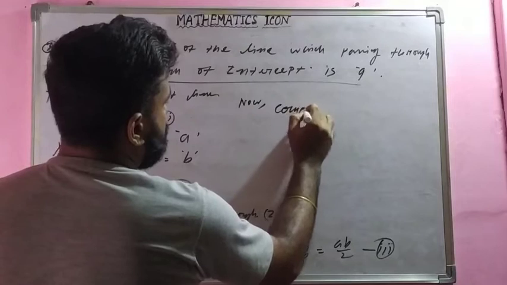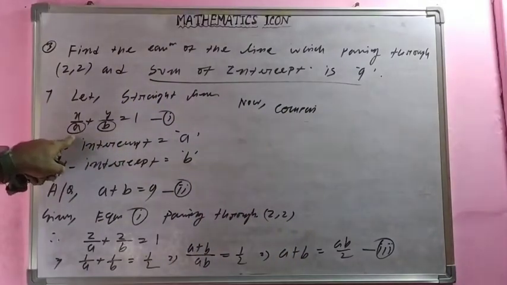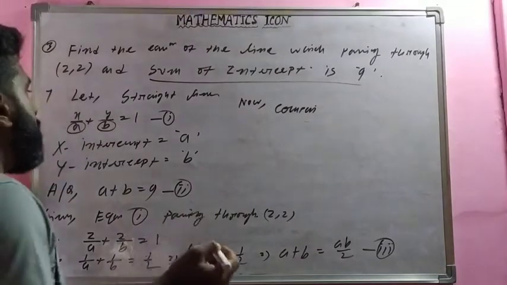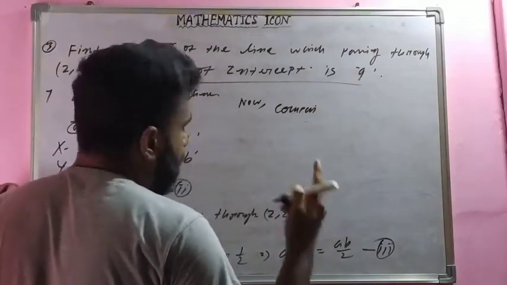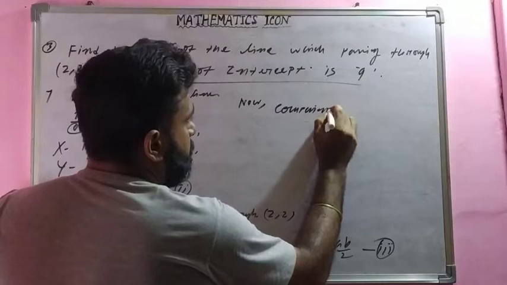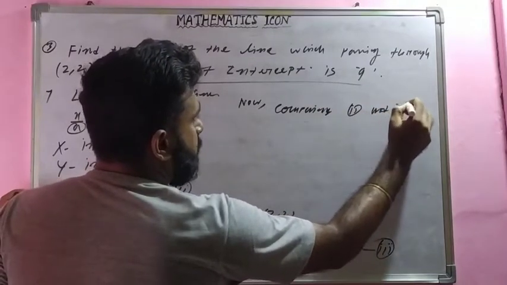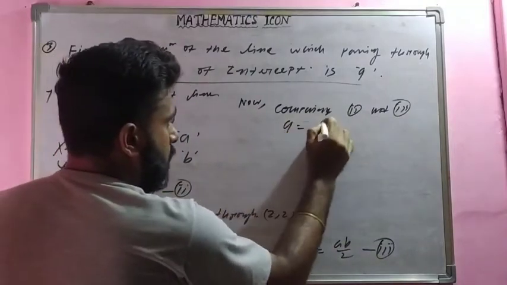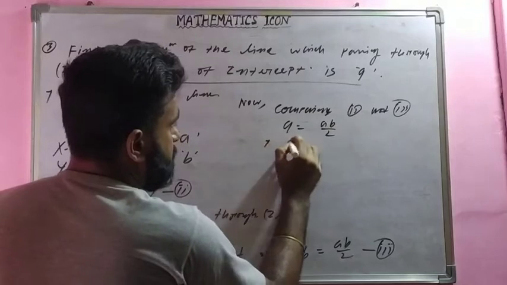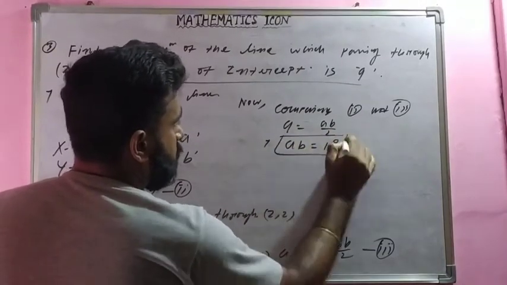Our prime target is to find the values of a and b so that we can get the particular straight line equation. So anyhow, we are just trying to find the values of a and b here. So comparing 2 and 3, here you can see in both equations a plus b equals to something. That means 9 equals to ab by 2. That means ab equals to 18.